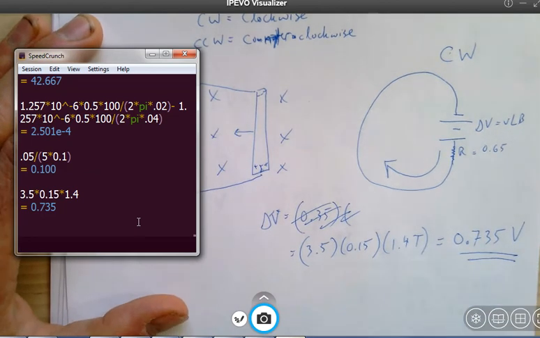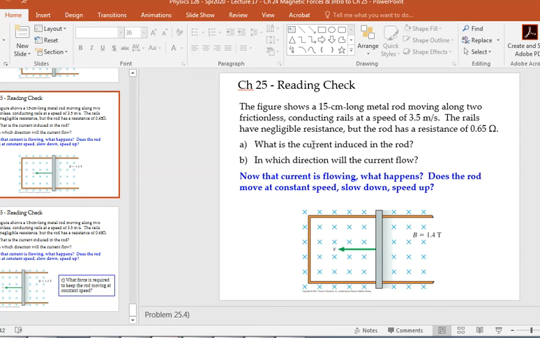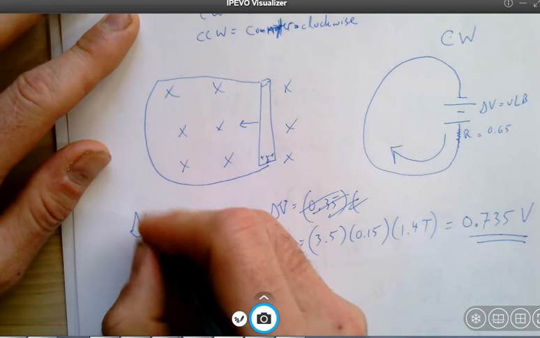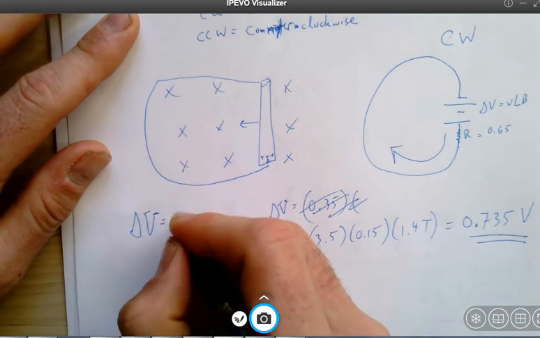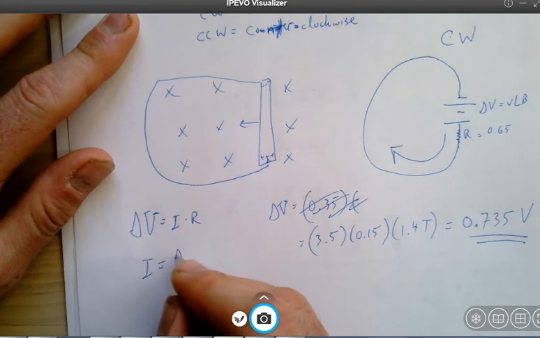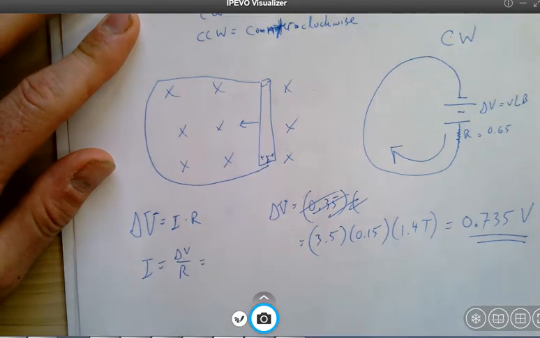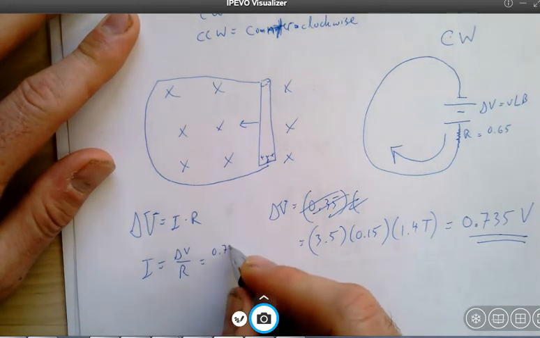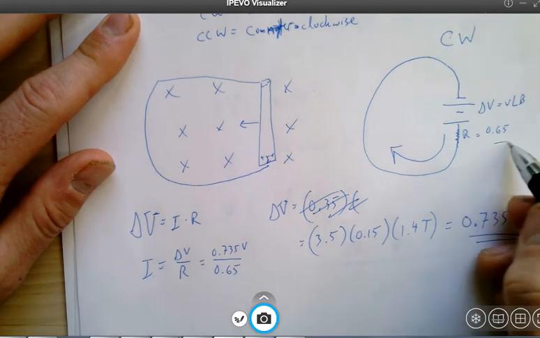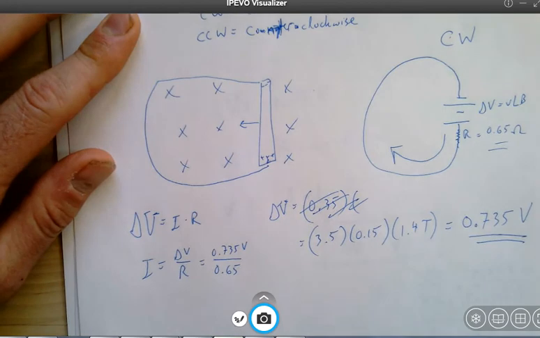Well, that's good, but that's not quite what the question asked, right? The question asked, what is the induced current in the rod? Now we have to combine our concepts with what we know from circuits before. If we have a voltage and we have a resistance, we can figure out the current. The equation is delta V equals current multiplied by resistance, so I is equal to delta V divided by R. Here delta V is 0.735 volts, and the resistance is given in the problem to be 0.65 ohms.